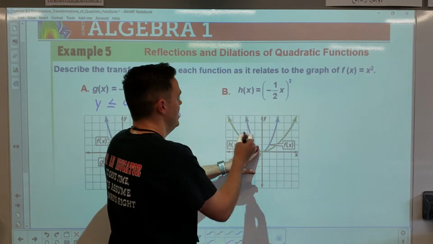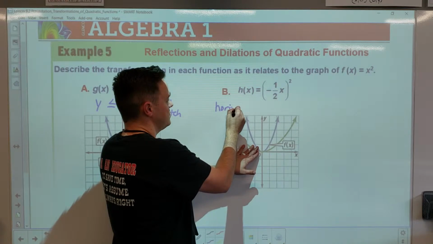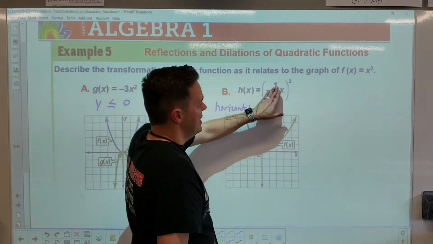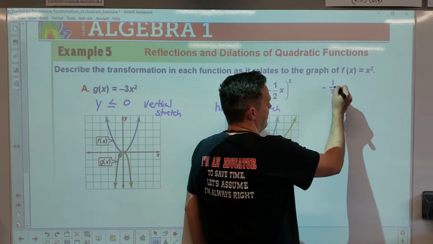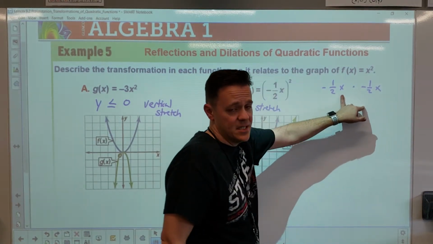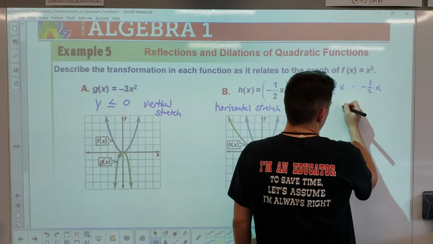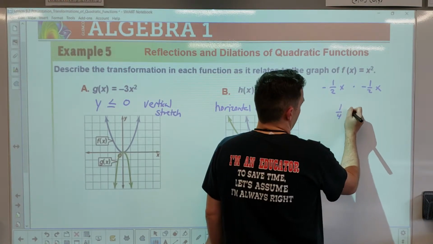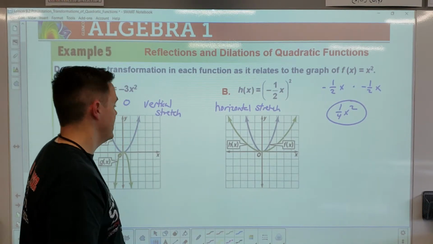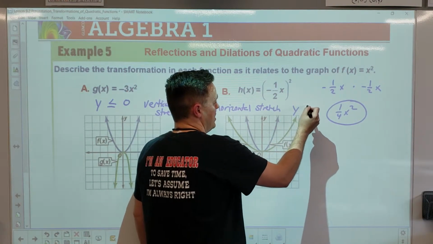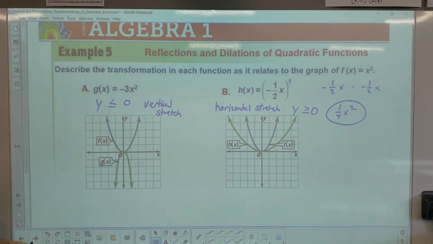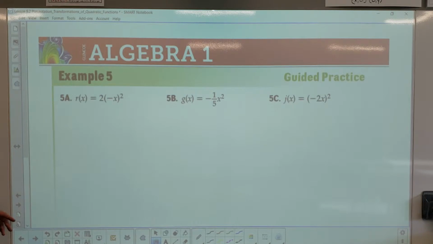Okay, and then this one here is horizontal. But negative and negative. So if I had 1/2 x times negative 1/2 x, what happens to the negative in this case? It actually would go positive, and it would be a positive 1/4 x squared. Since this is positive, ladies and gentlemen, you have to understand that the y value for this would be every number greater than 0. No reflection. All right, so what I want you guys to do is try these 3 real quick.